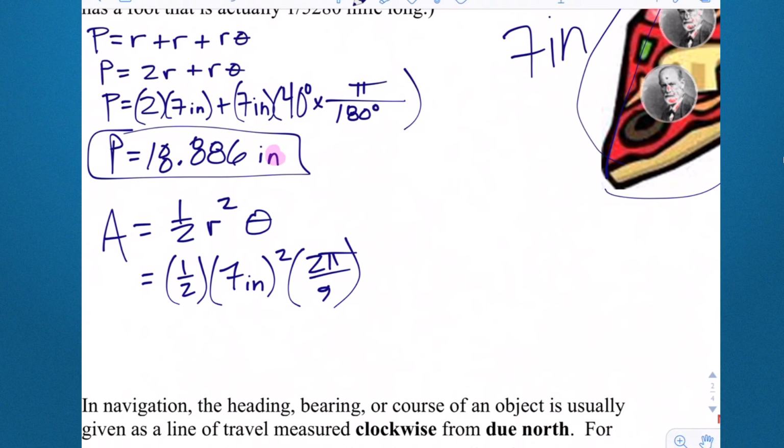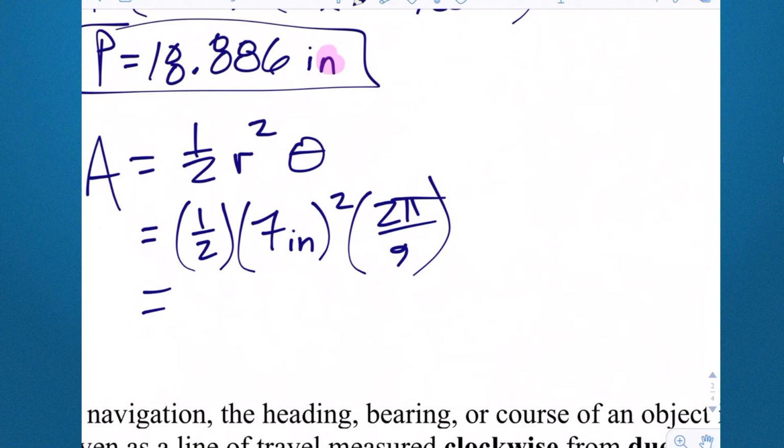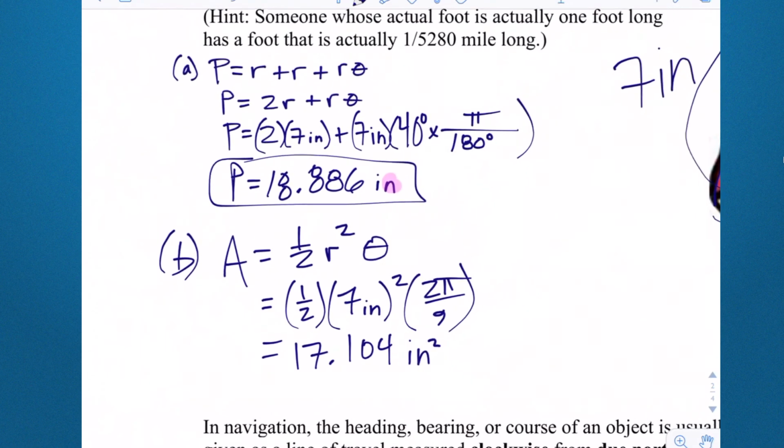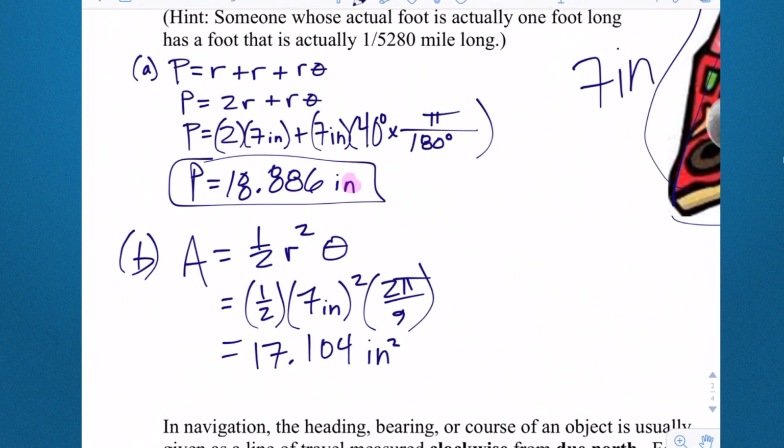And I won't even put rads there. So we have inches squared times radians, which is what units? Inches squared. And that's reasonable for area. So now if you type this into your calculator, that's going to be 49 divided by 2 times 2 pi divided by 9. I get 17.104 square inches. Now, if this were a test question, guess what one of the answer choices on the multiple choice would be for a question just like this?